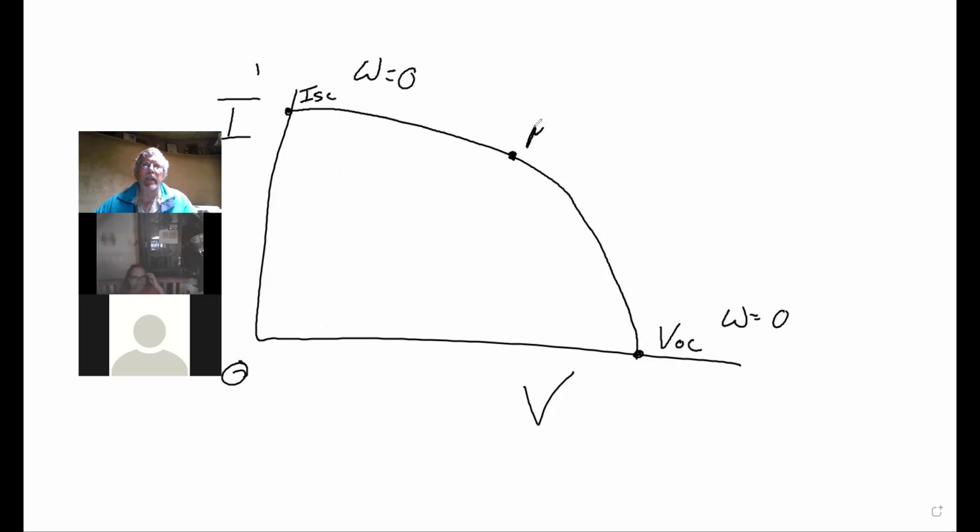Somewhere in here would be the MPPT, maximum power point, sometimes referred to as the Pmax. And then there is a voltage associated with that, which is the Vmax or the VMP, the voltage at the maximum power point. And then there's an amperage, which is the Imax or the IMP. They haven't really standardized on these acronyms for those two, but that's the amperage at the maximum power point.